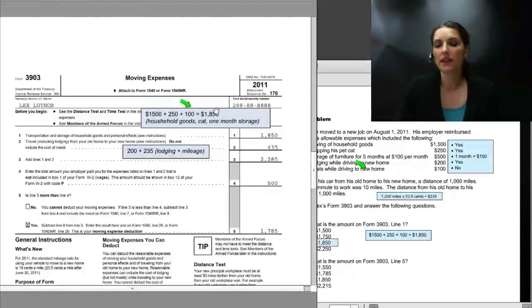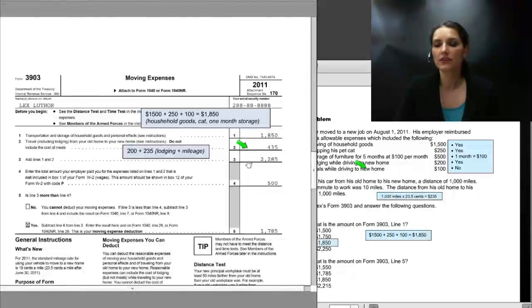So when we add all of that up, we get $1,850. That's the amount we enter on line 1. Then on line 2, it says travel, including lodging from your old home to your new home. Do not include the cost of meals. Well, the cost of lodging was $200. The mileage was $235. We add those numbers together, and we get $435.